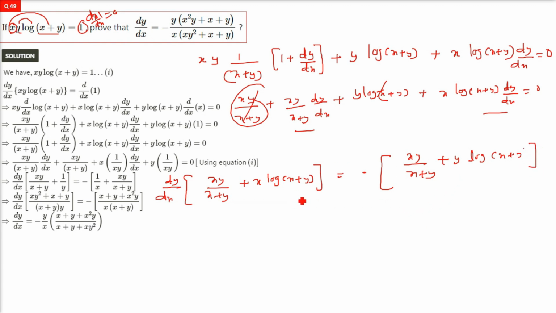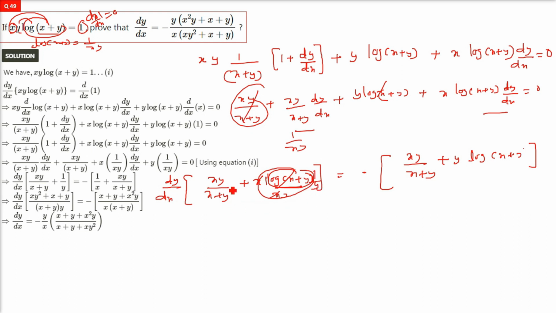So there will be certain replacement here. See, log x plus y from the first equation, what will it be? Log x plus y will be equal to 1 by xy. So this log xy can be written as 1 by xy. So in this place, if I write 1 by xy, x will get cancelled. Only 1 by y will remain. So this is 1 by y.